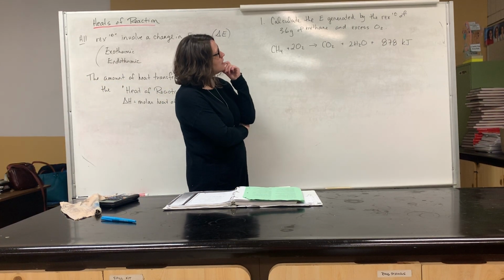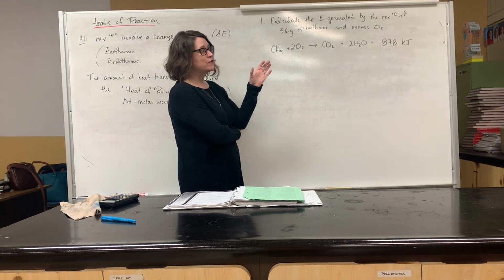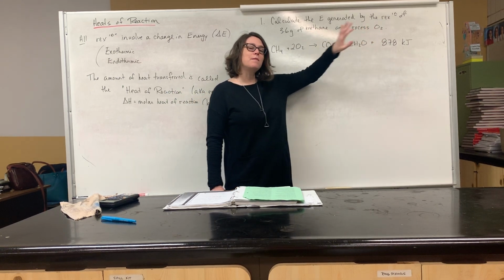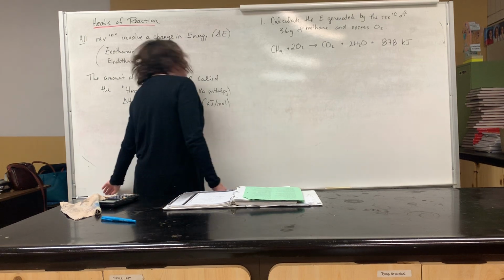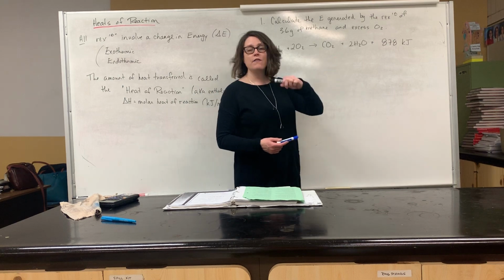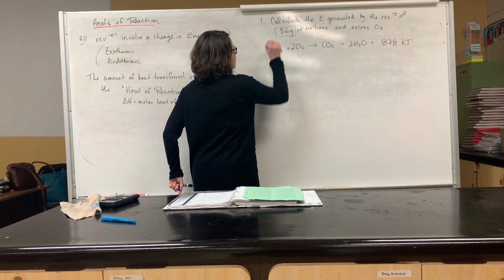Number one: calculate the energy generated by the reaction of 3.6 grams of methane and an excess of oxygen. Again, we see that word excess of oxygen. That means we don't need to worry about it, so it's not going to factor in. We're going to treat this just like every other dimensional analysis problem. So what are we looking for?